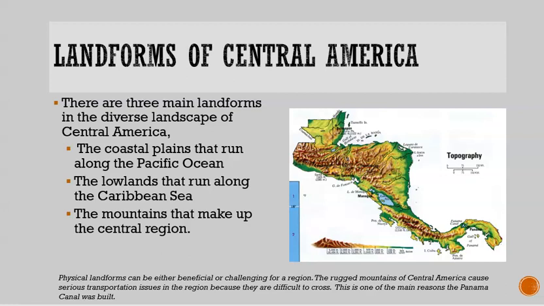If you look at the landforms of Central America as a whole, you can tell from this green land that there's lower coastal plains on both the western and eastern side of the region, with mountains pretty much dominating the central area all throughout the region.